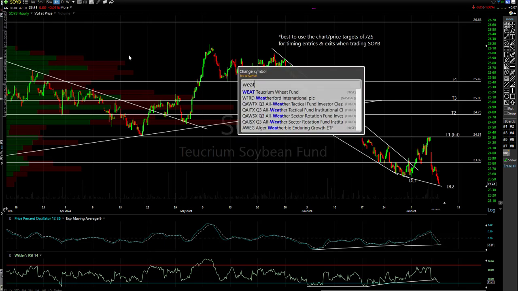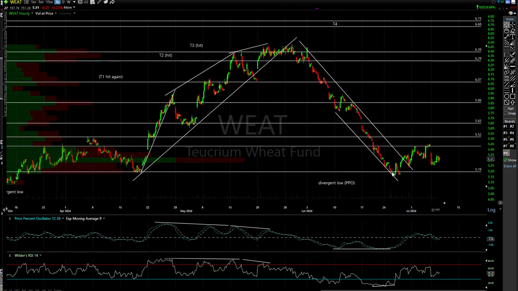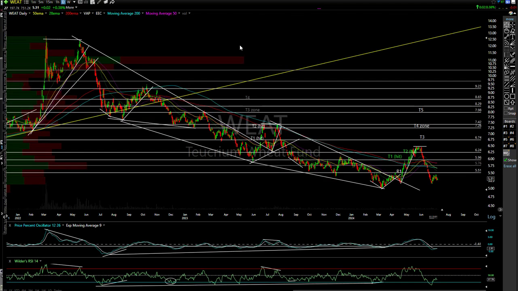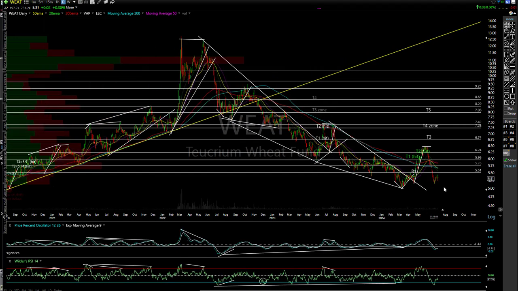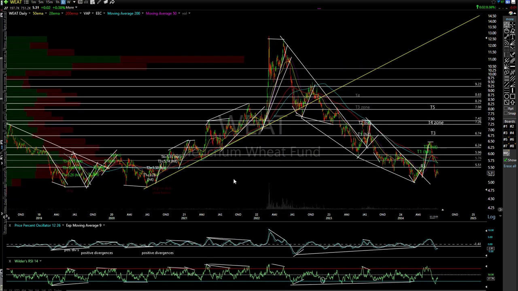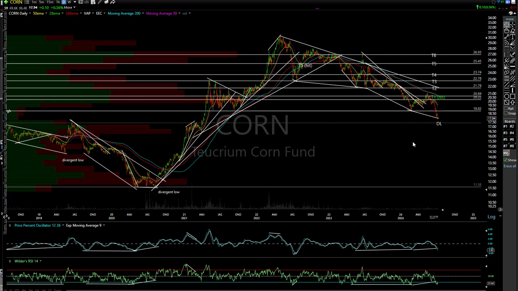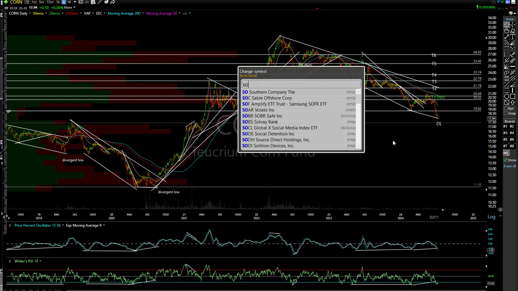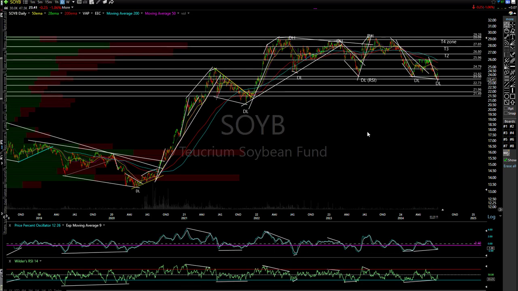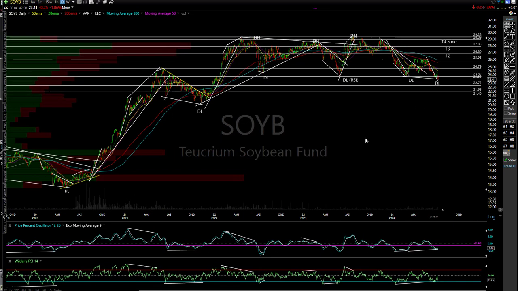And wheat and corn, they tend to move together. Wheat is still above the breakout of that 60-minute price channel, and still looking good from a longer term perspective. These grains still look constructive. In my opinion, they're certainly in downtrends, but they're putting in these divergent lows. And again, of the three, I think soybeans stands out a little more than the others right now.